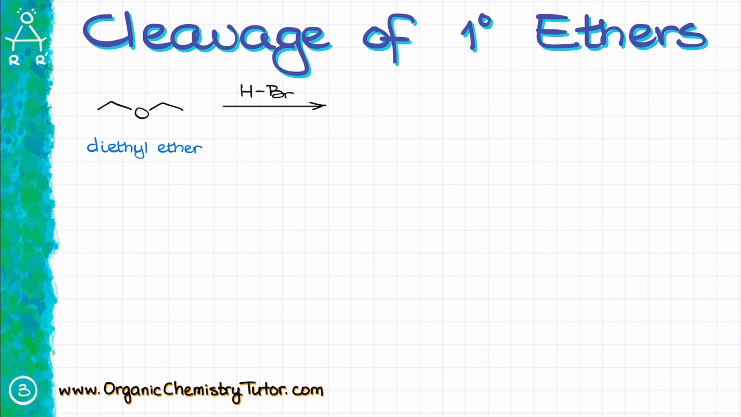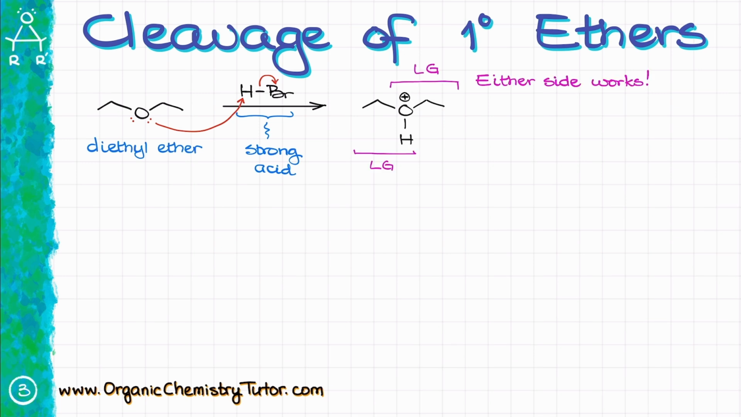So to start things off, let's look at this reaction of the diethyl ether with, let's say, something like HBr. Since HBr is a pretty strong acid, the first step is going to be the proton transfer, in which we're going to be protonating the oxygen of our ether. This creates a leaving group, and we can consider either side of the molecule as a leaving group in this case, so it doesn't matter.